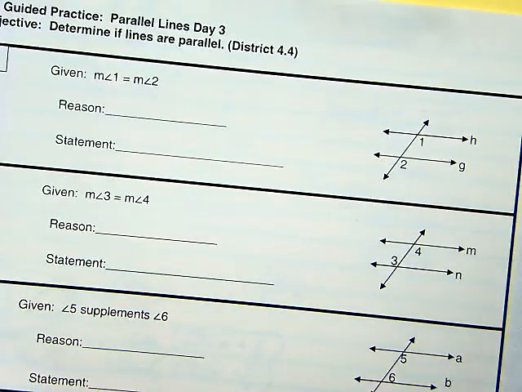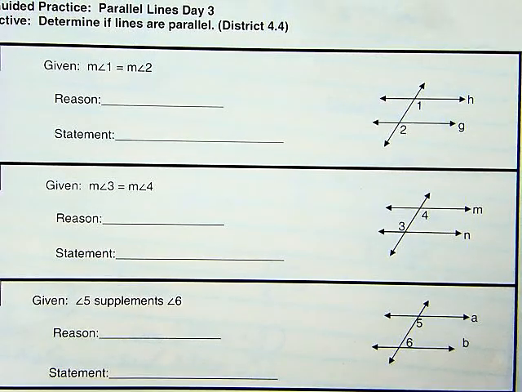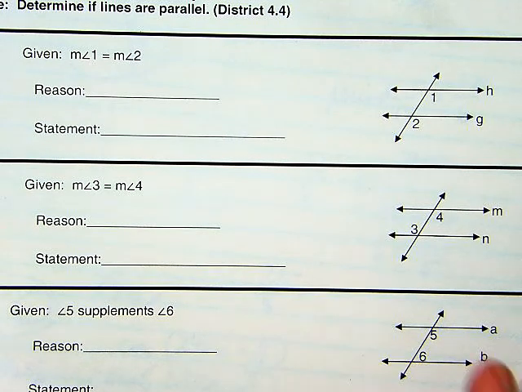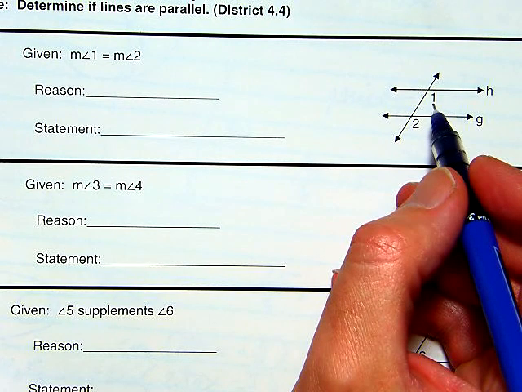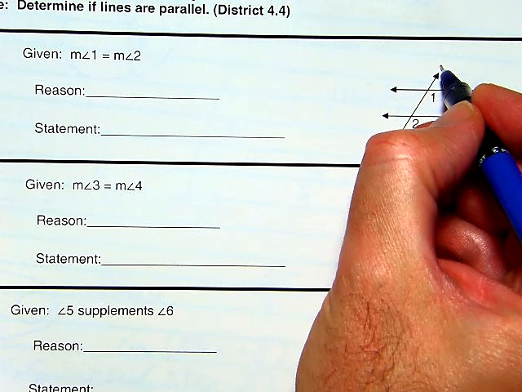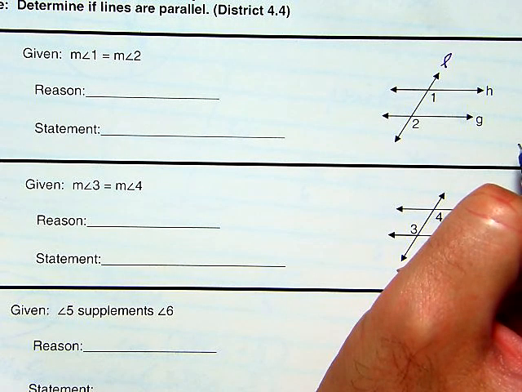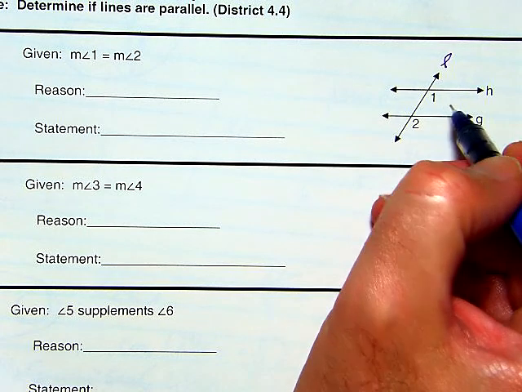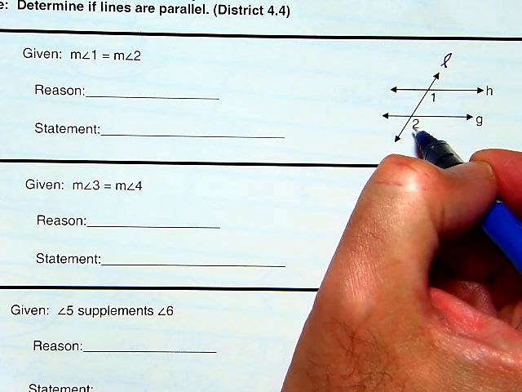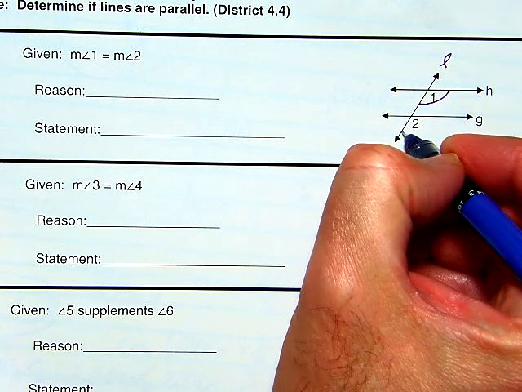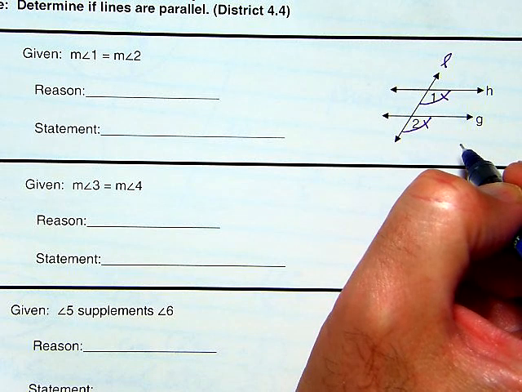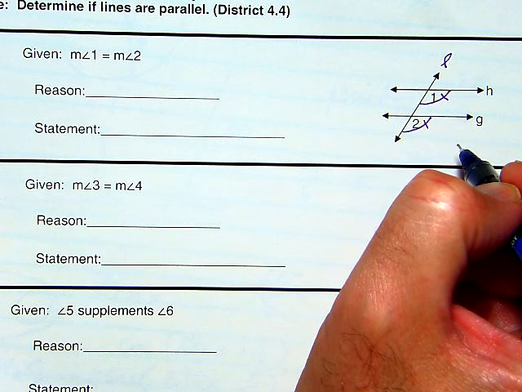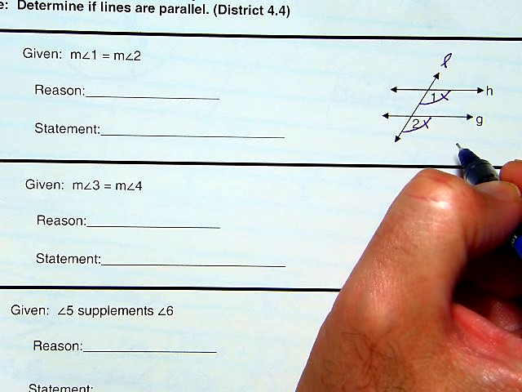Okay, let's look at A. We have a diagram where we have lines H and G, and we don't know much about these lines H and G other than that they intersect this line, we'll call it L. But now we're being told that the measure of angle 1 equals the measure of angle 2, so that these two angles are congruent. Well, we know from what we've learned so far that these are corresponding angles. And what this statement says then is that these corresponding angles are equal.